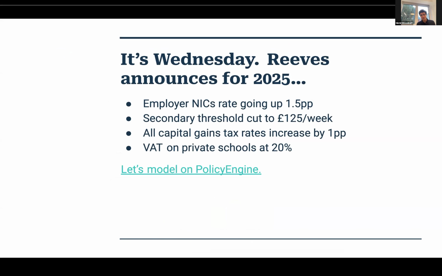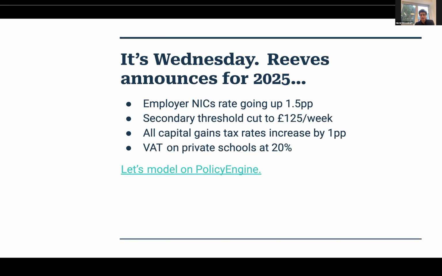So as a thought experiment, it's Wednesday. Rachel Reeves announces for 2025, and let's make up these policy reforms, that the employer national insurance contributions rate is going up 1.5 percentage points. Let's say the secondary threshold is getting a significant cut to £125 a week. Let's imagine that all capital gains tax rates are increasing by a percentage point. And that VAT is, as expected, going on private schools at 20%.